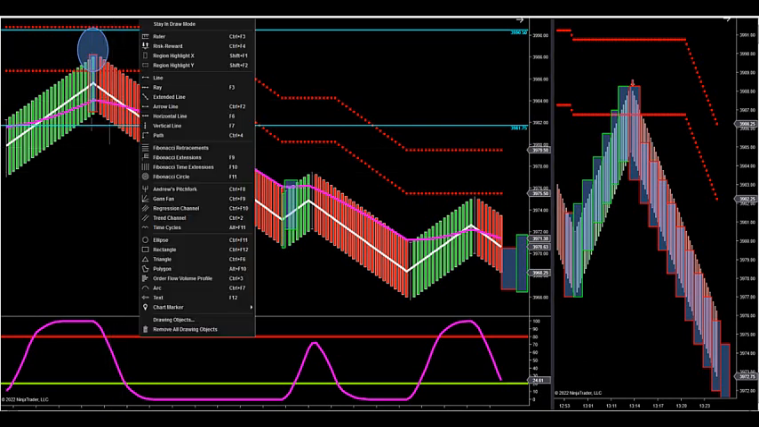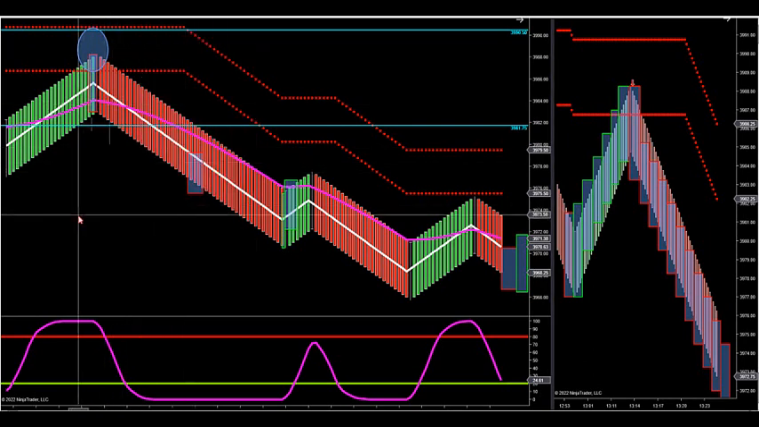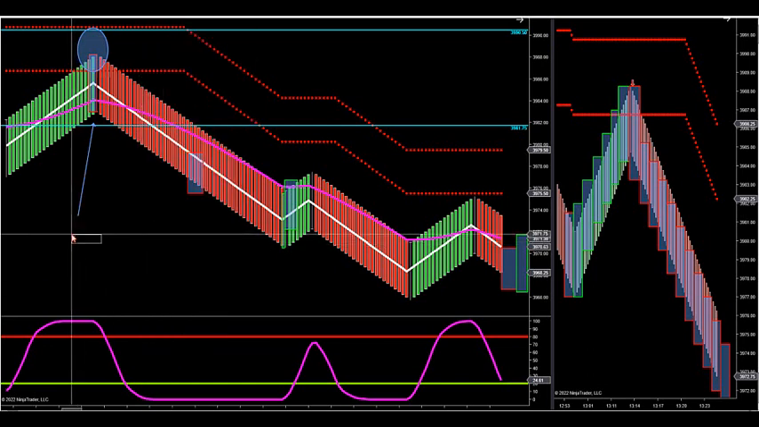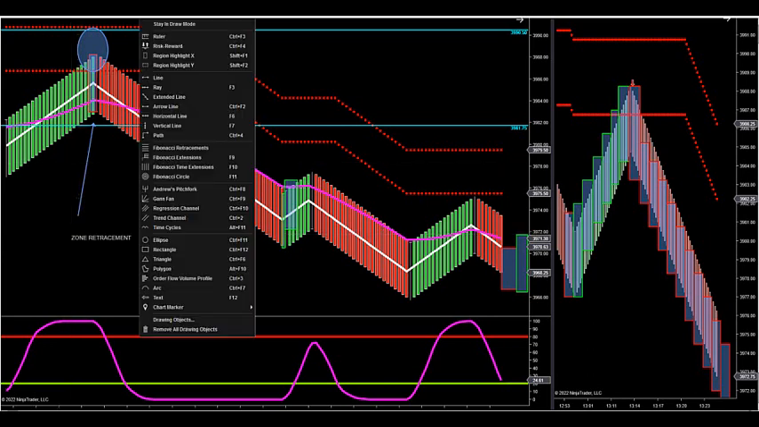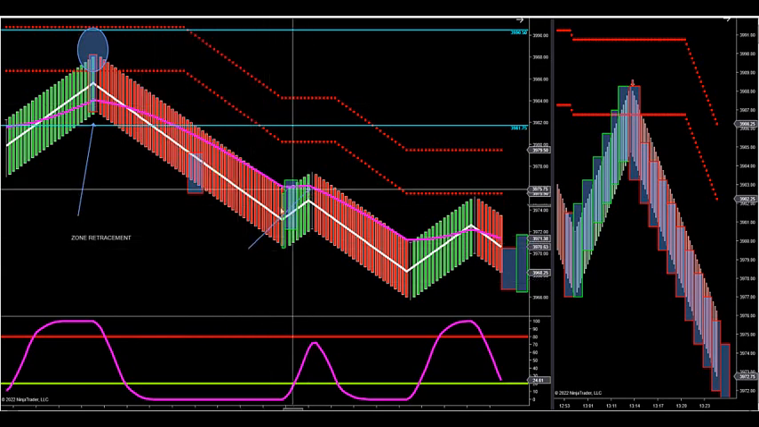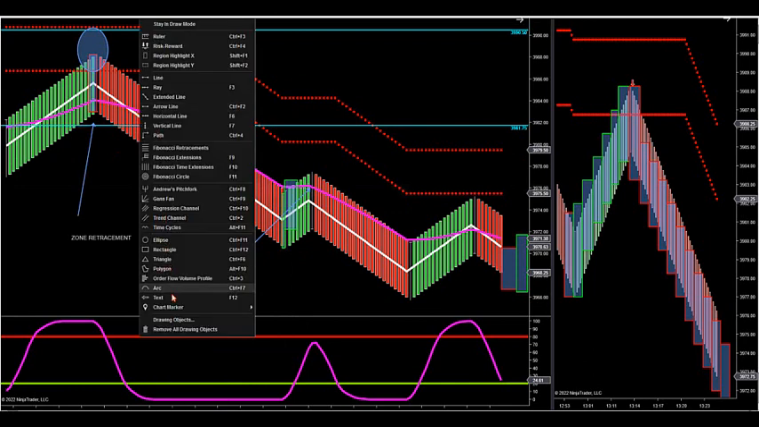So you have the retracement setup, two setups I look for every single day. You have what's called a retracement setup, that is a zone retracement. And then I'm going to show you how you can utilize the system and use a momentum retracement. This is momentum.